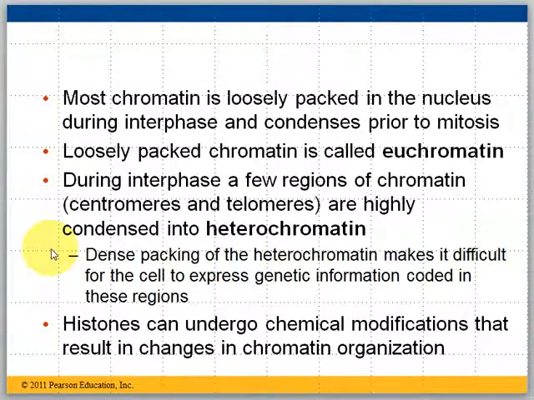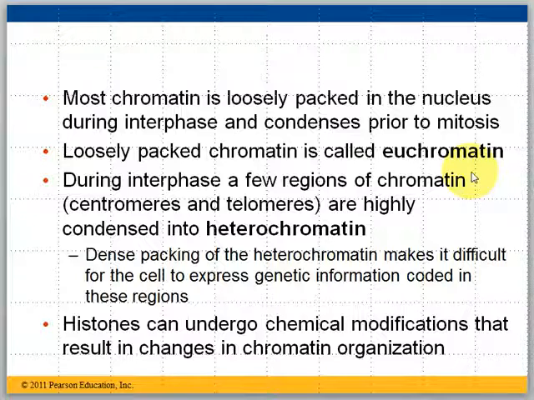So the last thing we want to say here is that most of the chromatin is fairly loosely packed inside the nucleus during interphase, and then of course it condenses prior to mitosis. That loosely packed chromatin is called euchromatin, and then during interphase, a few regions of the chromatin are highly condensed into what we call heterochromatin.